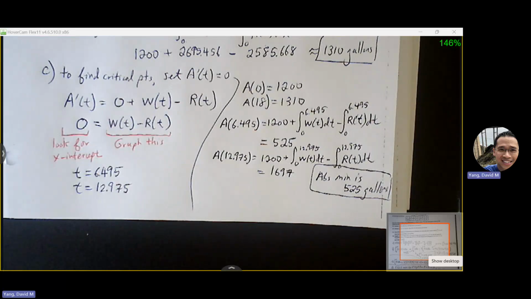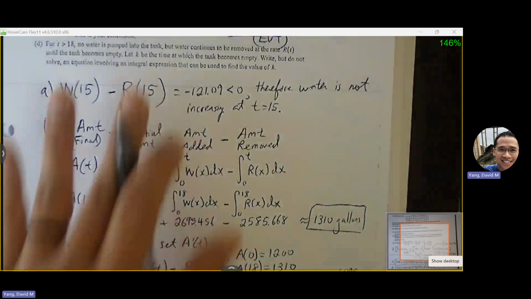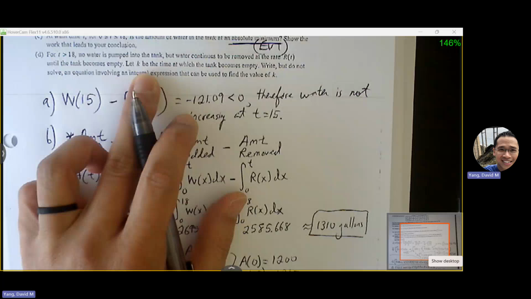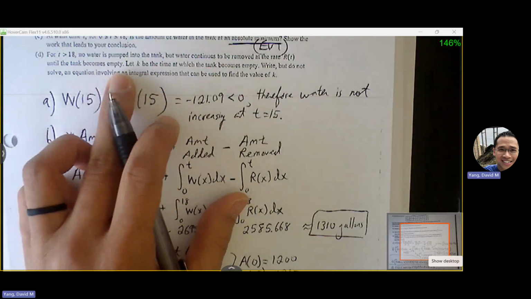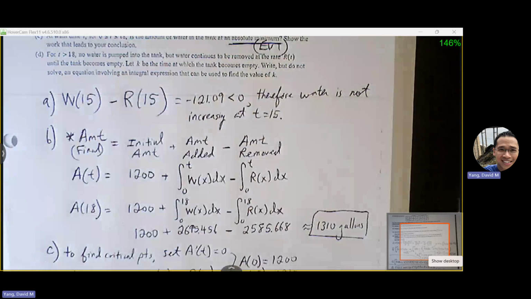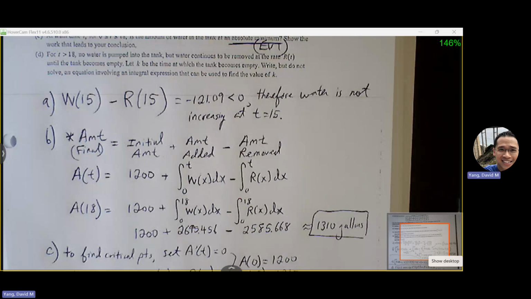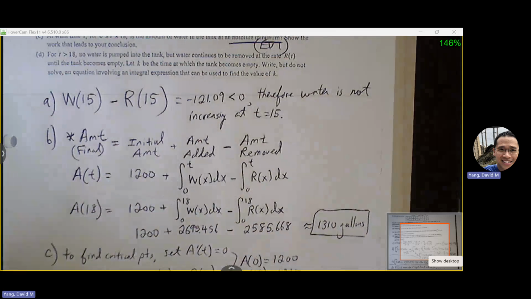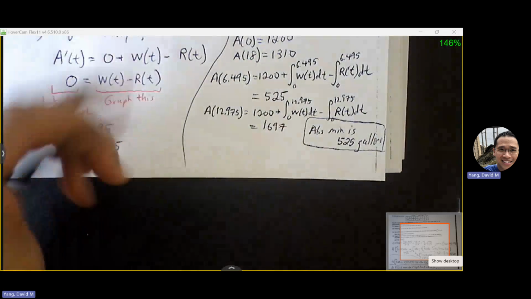For t greater than 18 hours, no water is pumped into the tank, but water continues to be removed at R of t until the tank becomes empty. Let k be the time when the tank becomes empty. Write, but do not evaluate, an equation involving an integral expression that can be used to find the value of k. So we just have to set it up. No need to solve it.